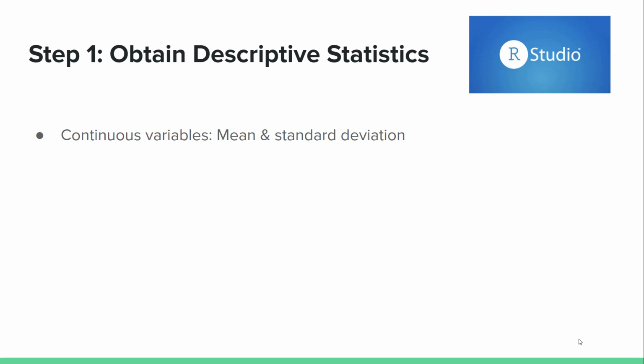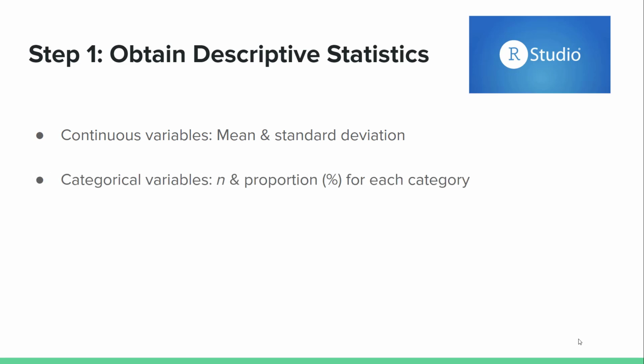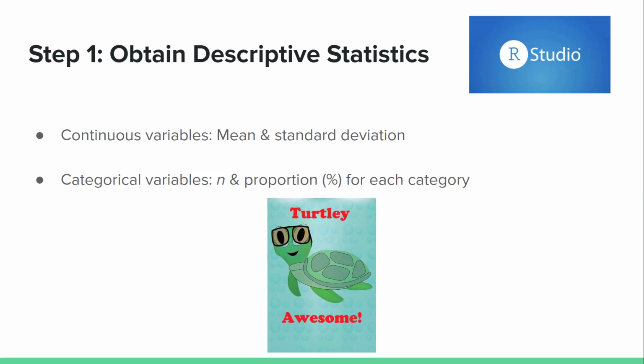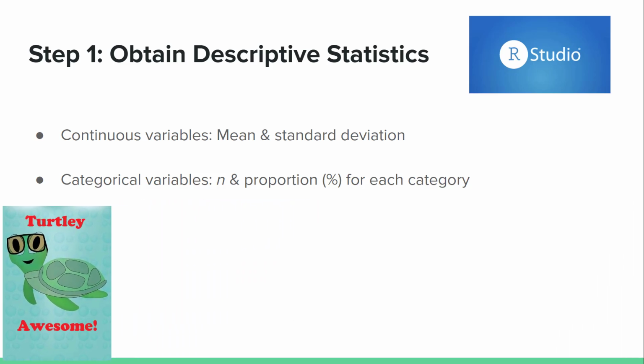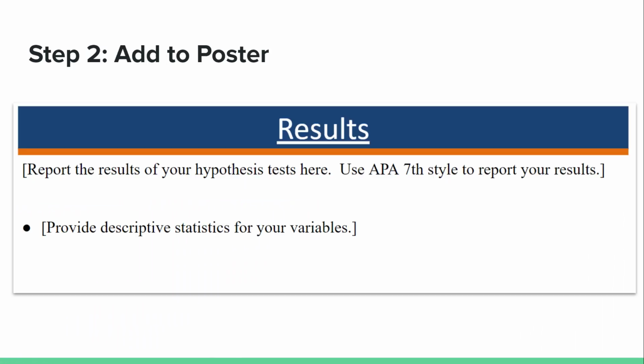Just to rehash, for continuous variables, you want to calculate the mean and the standard deviation for that variable. And then for categorical variables, you would want to calculate n, or the number of cases that belong to each category, as well as the proportion or the percentage of the sample that belong to that particular category. And you now know how to do these in RStudio. And so go ahead and obtain these descriptive statistics.